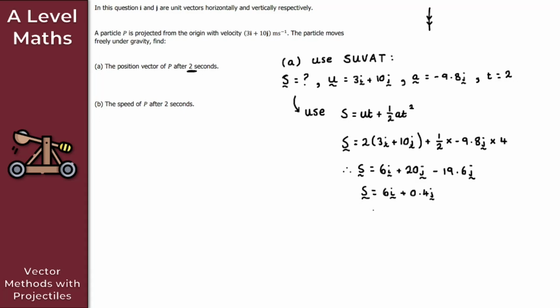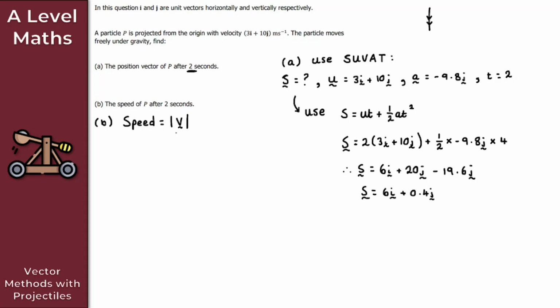So what this gives us here then is the position vector of the particle P after 2 seconds. So that's the solution to part A there. And now for part B then, let's do that over to the left-hand side here. We want to find the speed of the particle P after 2 seconds. So don't forget that speed is equal to the magnitude, in this case, of the velocity vector. Okay, so it's the magnitude of the velocity vector.